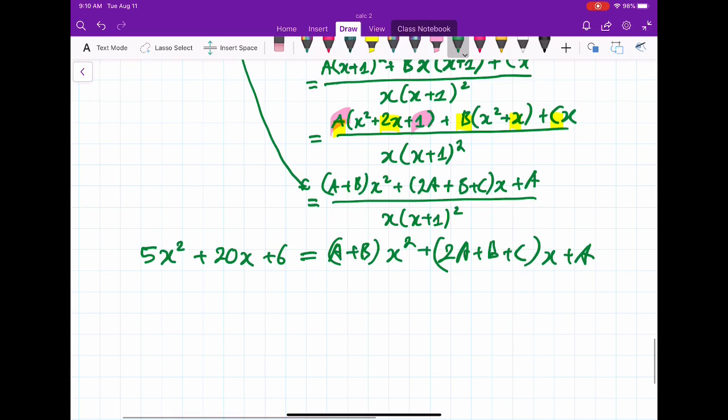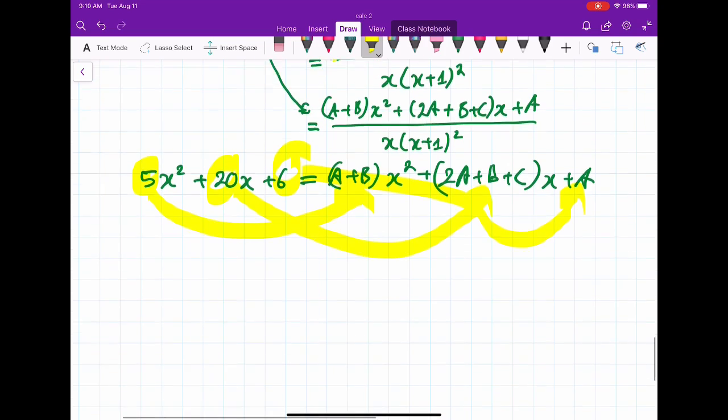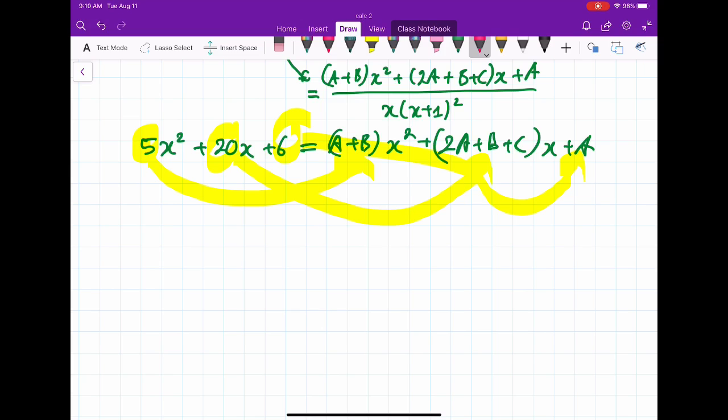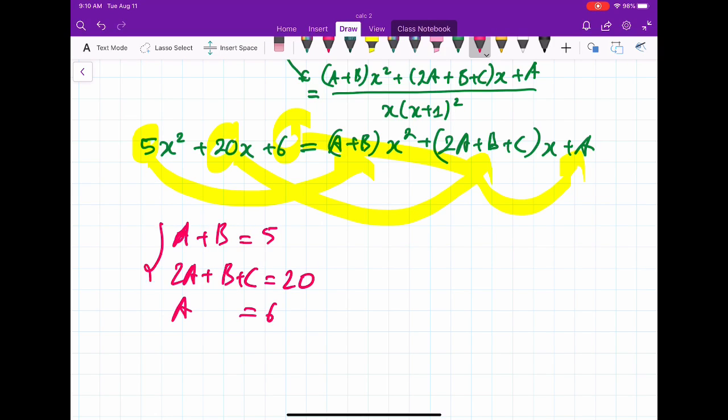So you have two quadratic polynomials equal, right? So you just compare the coefficients because they are equal for any x. That means their corresponding coefficients should be equal: 5 equal to a plus b, 20 equal to 2a plus b plus c, and 6 equal to a. I have the following system: a plus b equal to 5, 2a plus b plus c equal to 20, and a equal to 6. It is a very easy system.